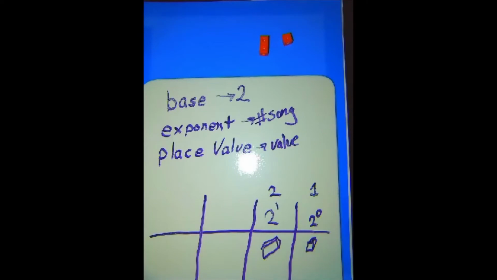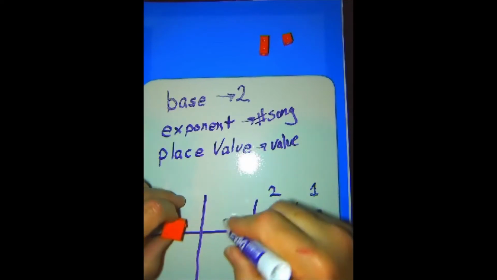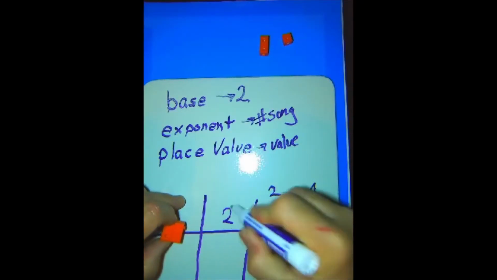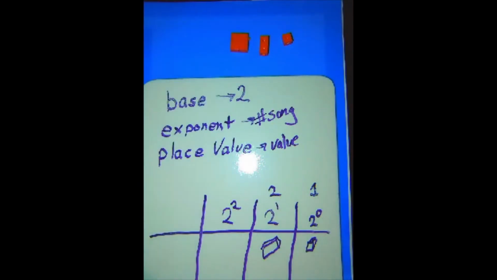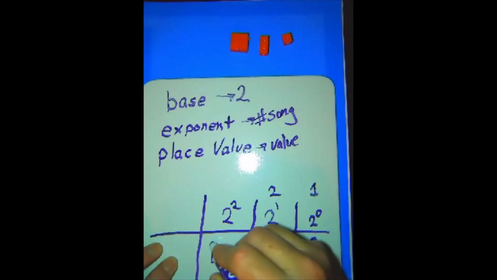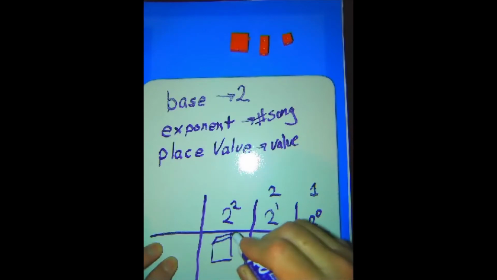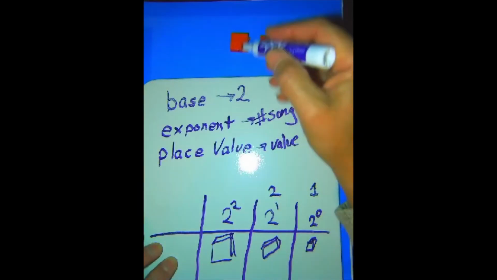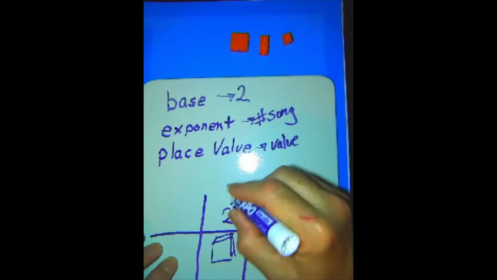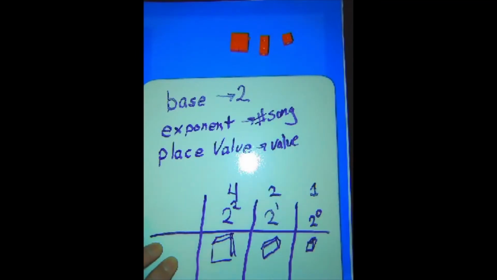Remember 2 to the 2nd power? Another way of saying that is 2 squared. So we would expect it to look like a square, and son of a gun, there it is. It looks like a square. So what does it look like? Well, it looks like a square. And what is our place value? Well, let's see. It's 2 of these groups of 2. We can count it. There's 1, 2, 3, 4. Our place value is 4.